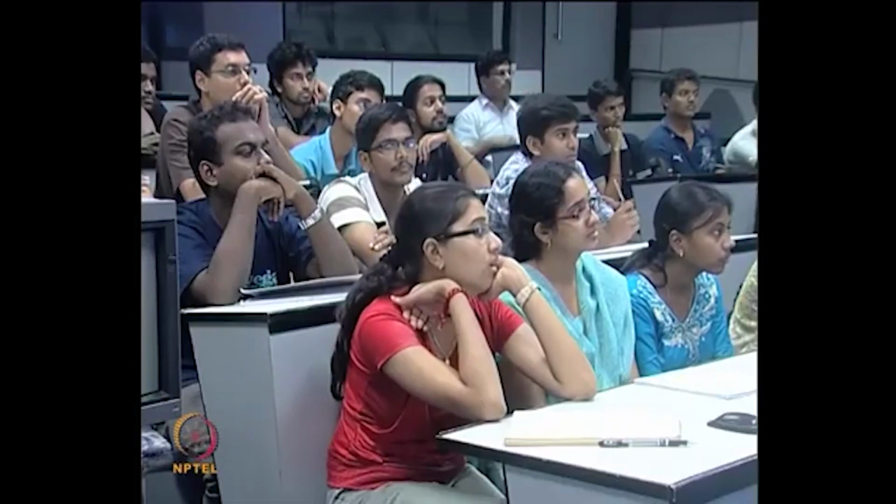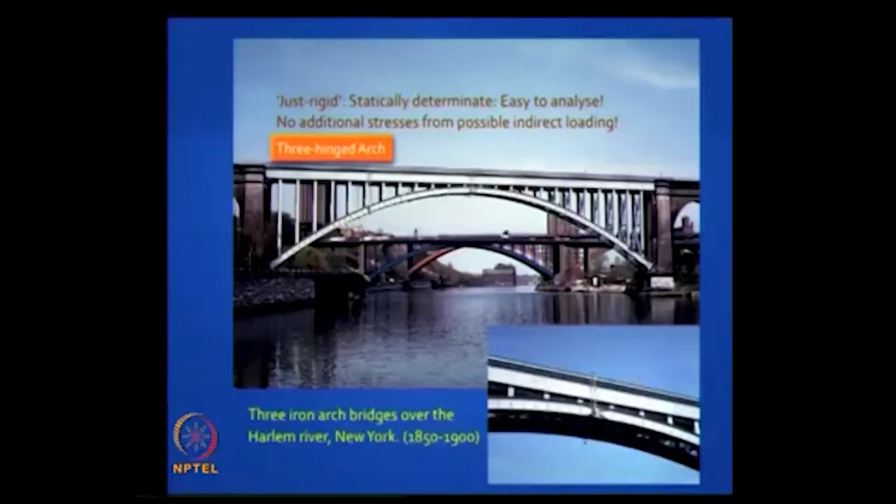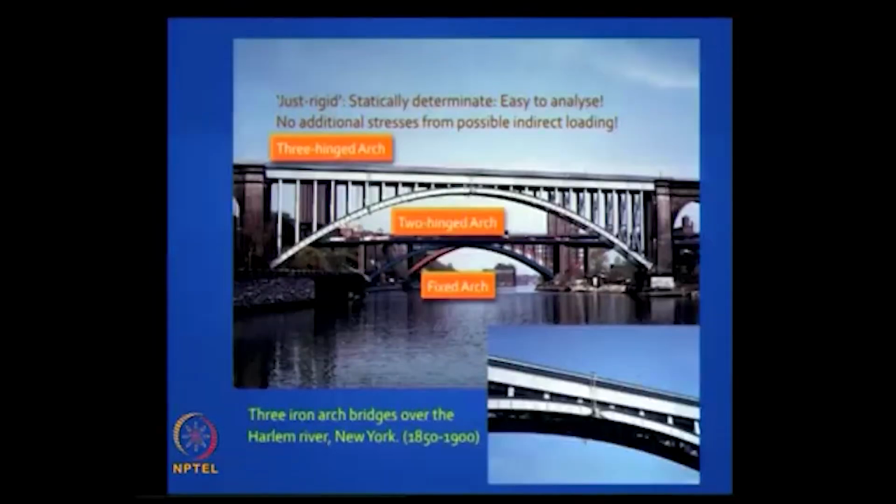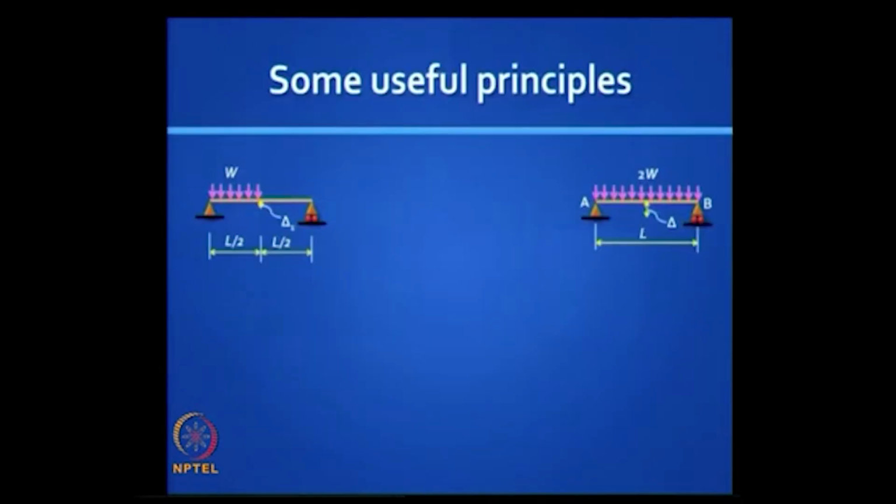Yeah, the first is a 3-hinged arch. You can barely see that hinge in the middle. The 3-hinged arch is a statically determinate structure, and as we discussed earlier, people were afraid of building indeterminate structures, and they got bolder and they went for the 2-hinged arch and later the fixed arch. Okay, we will study this in the next module, how to analyze indeterminate arches.